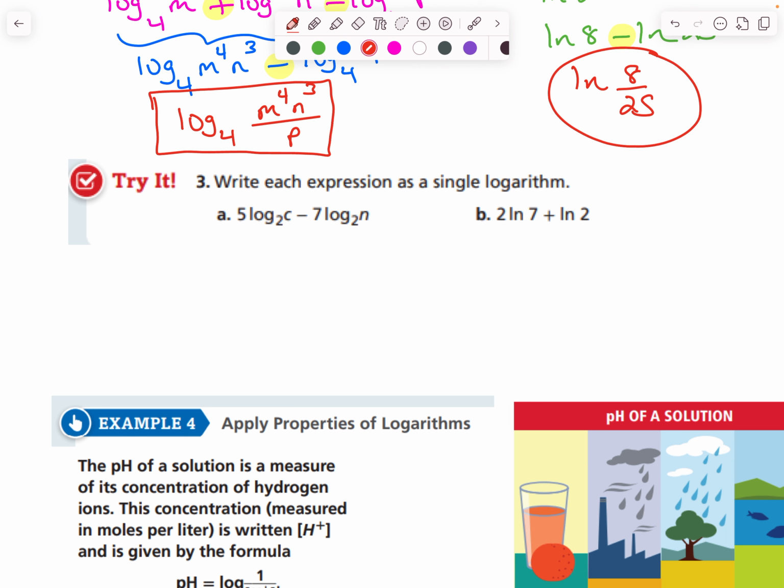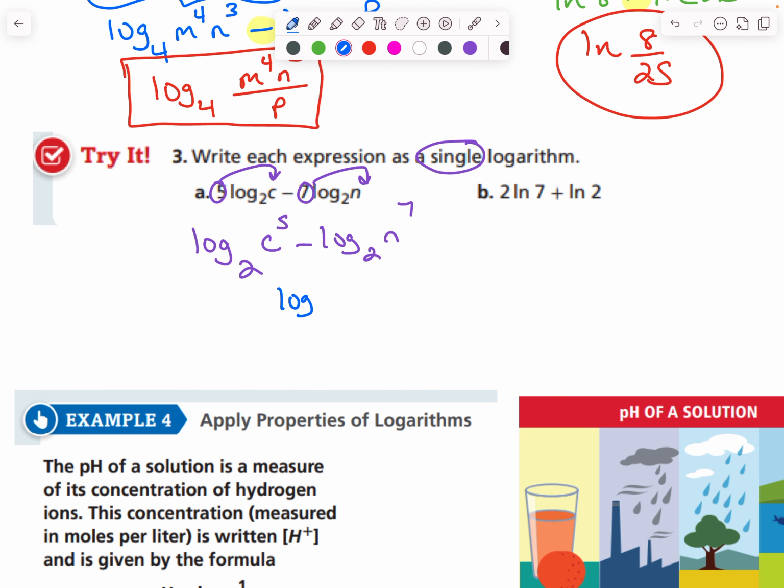Maybe you want to pause here and try 3a by yourself. You can do that. So I see some powers. They're going to go up to the top. Log base 2, c to the 5th, minus log base 2, n to the 7th. Okay, and we just want to get it down to a single logarithm. That's our direction. And now we can rewrite as log base 2, and subtraction becomes a division problem. So log base 2, c to the 5th over n to the 7th. And that's our final answer.